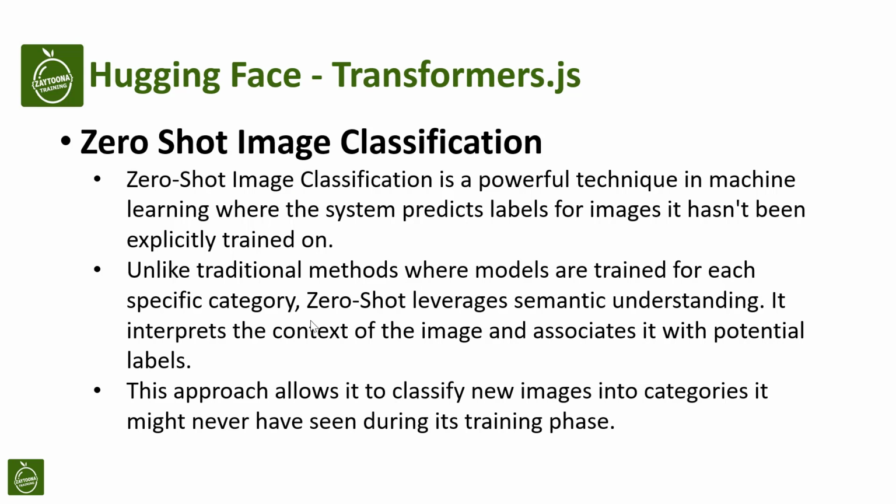In machine learning, there is a special technique called zero-shot image classification. Unlike usual methods where a model learns from specific examples to recognize certain images, zero-shot does something different. It doesn't just rely on what it has been explicitly trained on. Instead, it uses a kind of semantic understanding, reading into the context of the image and linking it with potential labels. So even if it hasn't seen a category during its training, this method can still make a confident guess.